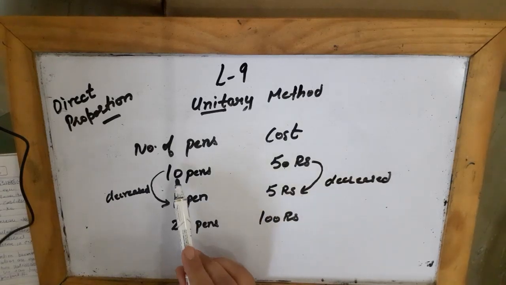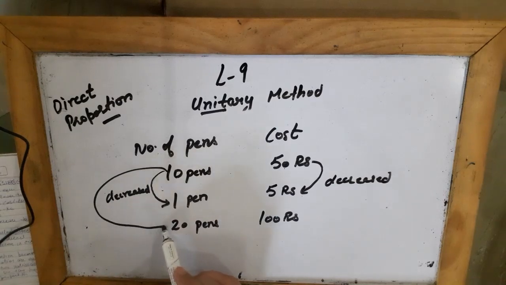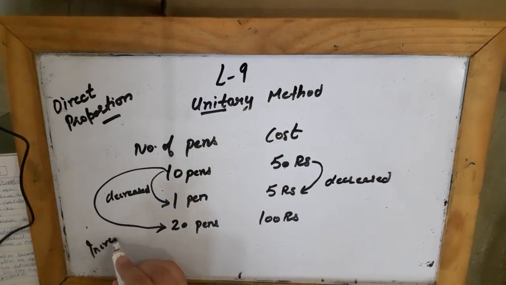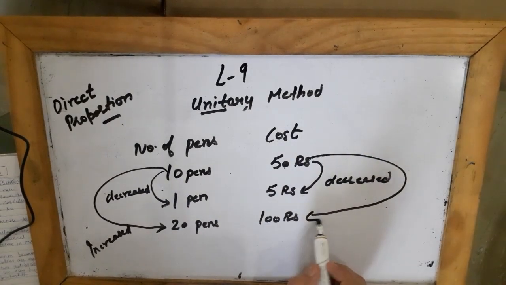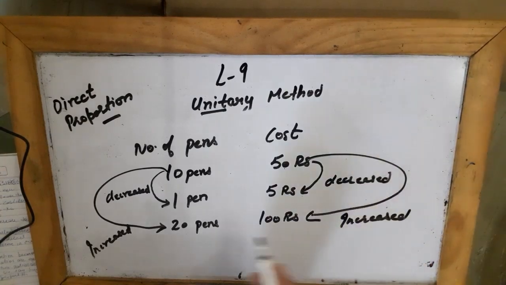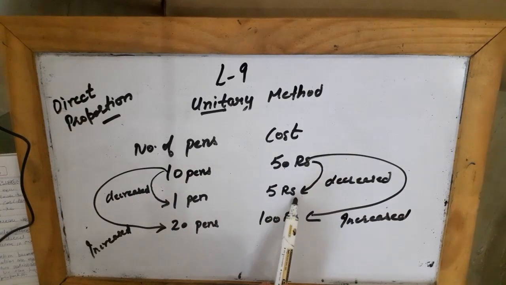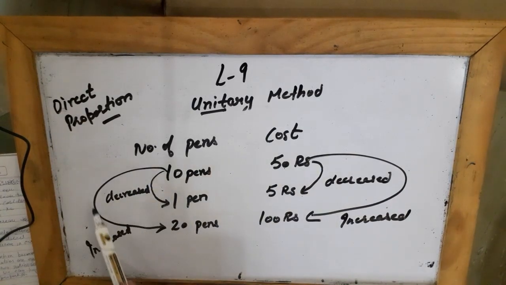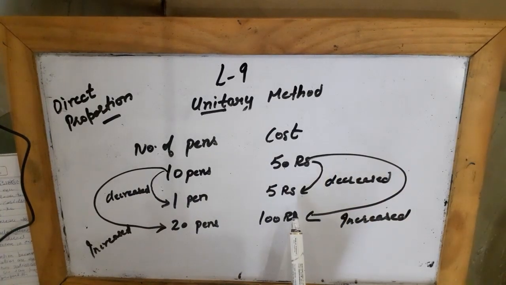Okay, now if you see, when I increased the number of pens from 10 to 20, the cost also increased. First it was 50 rupees, then it became 100 rupees, right? As I decreased the number of pens, the cost also decreased. As I increased the number of pens, their cost also increased.